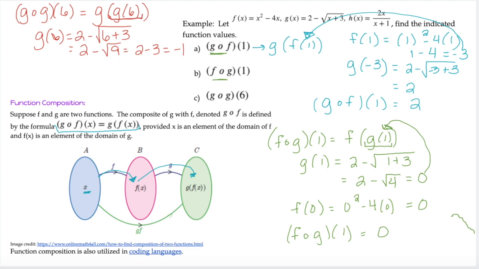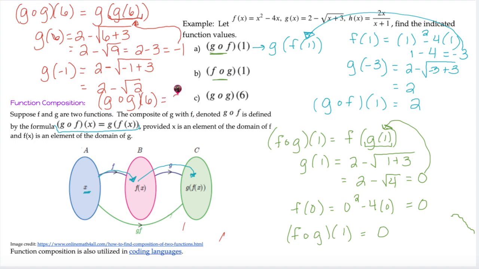Now that I know what g of 6 is, we can now substitute in and go one step further. What is g of negative 1? So the second part. 2 minus the square root of negative 1 plus 3, or 2 minus the square root of 2. Therefore, g of g of 6 is equal to 2 minus the square root of 2. Notice I'm leaving it in its exact answer. I'm not rounding or doing anything weird. Leaving it exact.